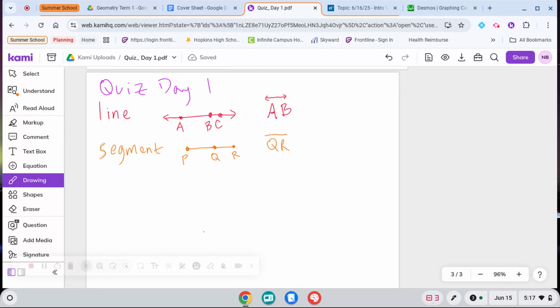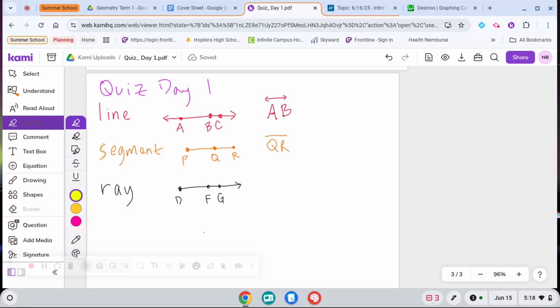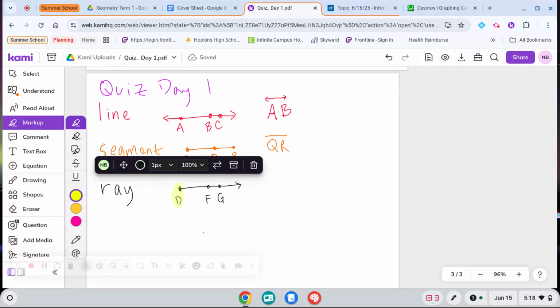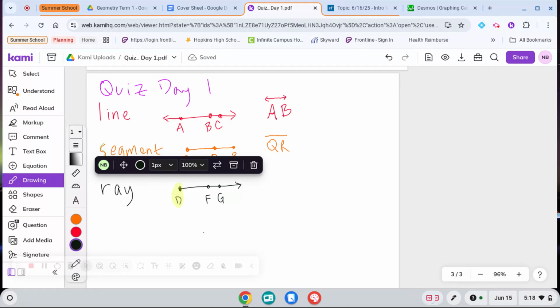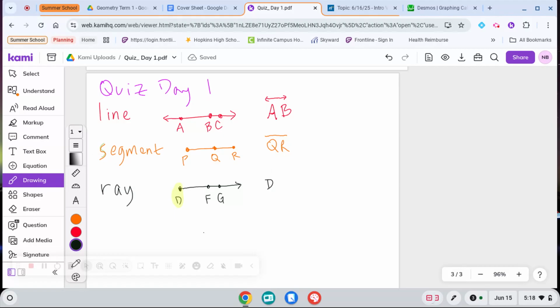The last thing to talk about here is a ray. So a ray has direction. It's going to start somewhere and then continue in the other direction. So let's say we start here at D and then it goes this direction. Again, you can just pick two letters. But one key thing, I suppose, is that the starting point has to be one of the letters. So we'll say like D, G.